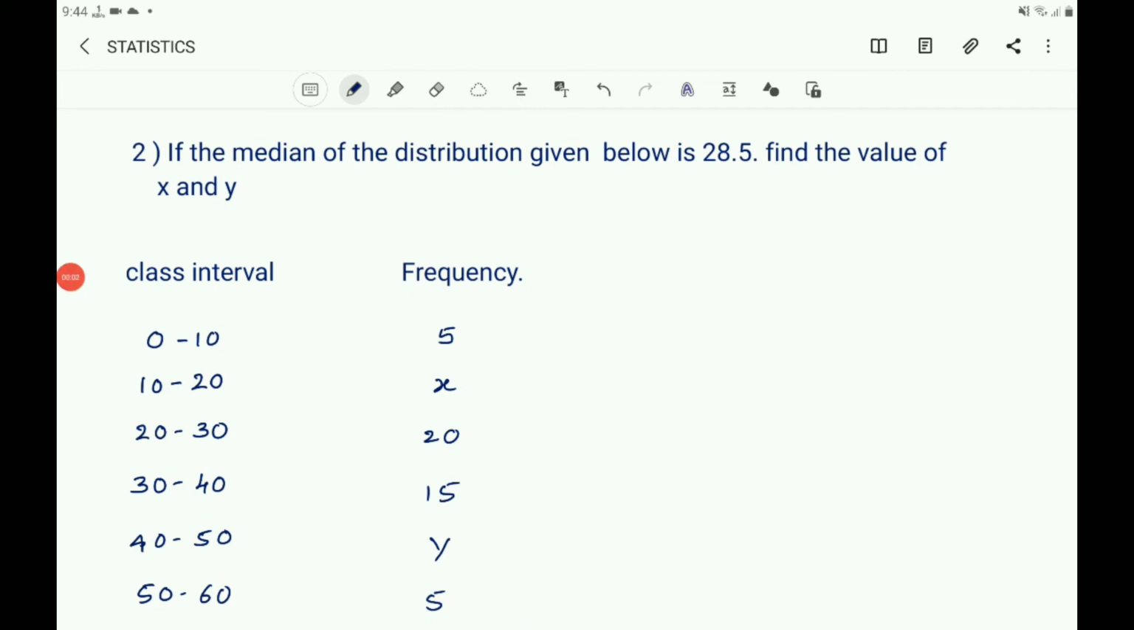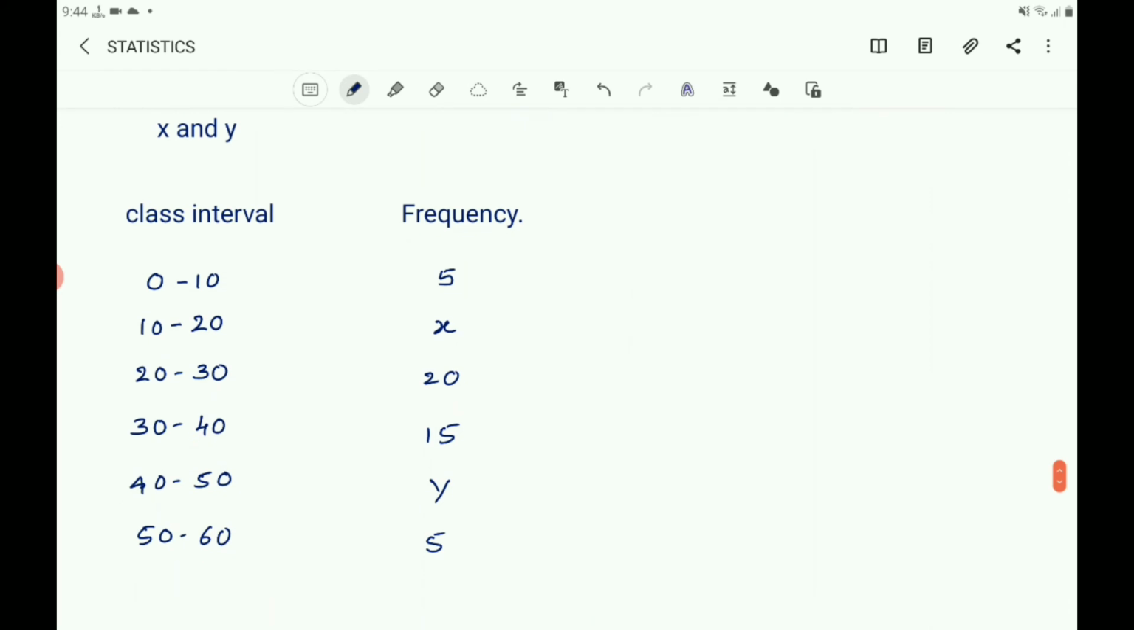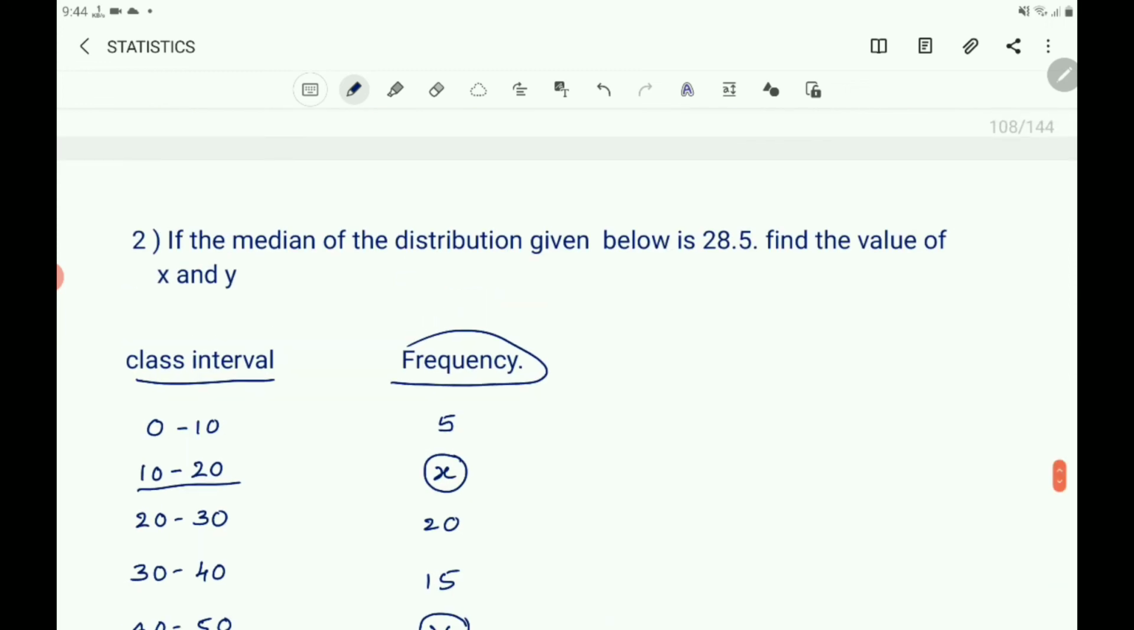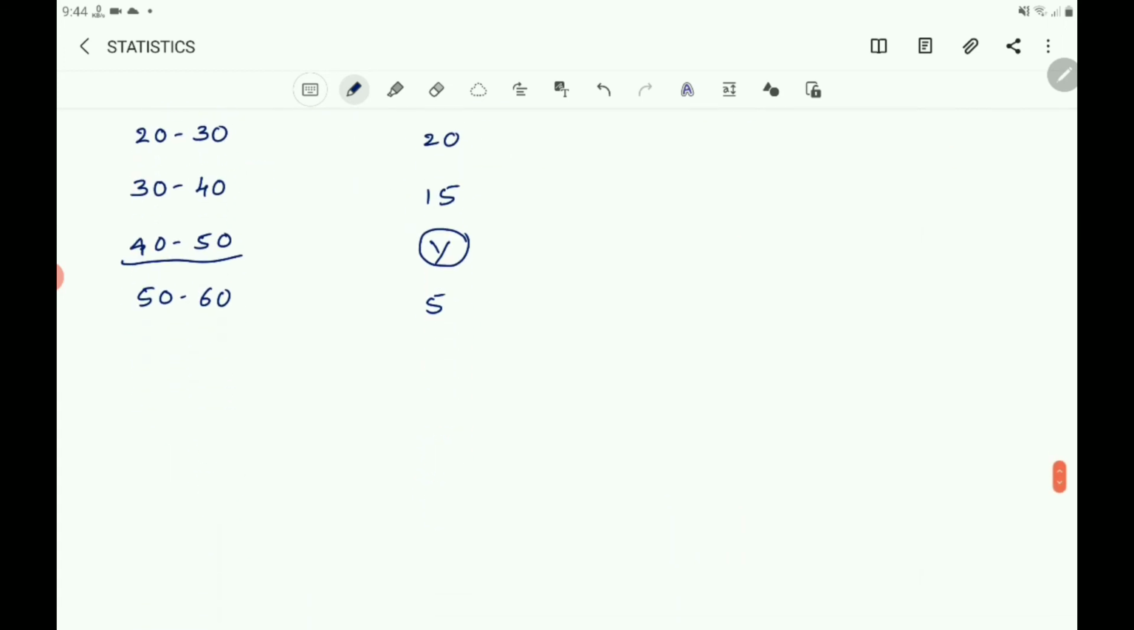The second question: if the median of the distribution given below is 28.5, find the value of x and y. In this question, class intervals and frequencies are given. The frequency of the class interval 10 to 20 is unknown, that is x, and the frequency of 40 to 50 is also unknown, that is y. We have to find the values of x and y, and it is given that the median is 28.5.